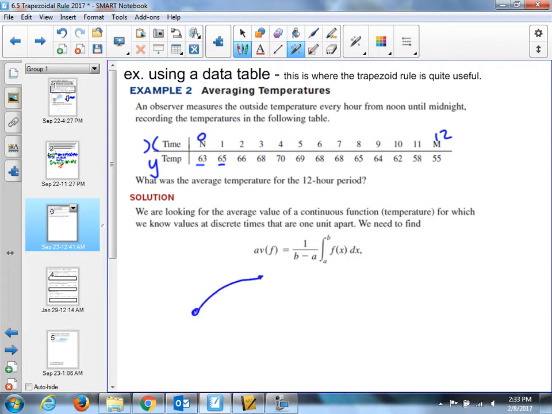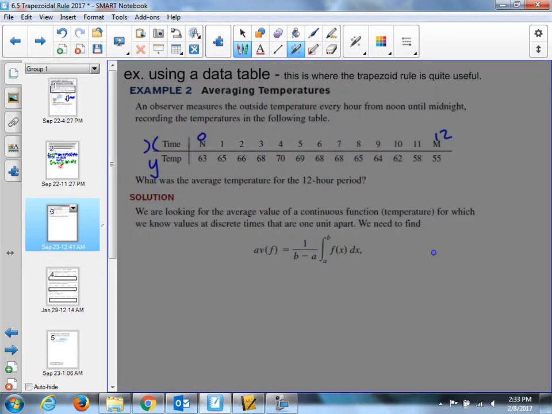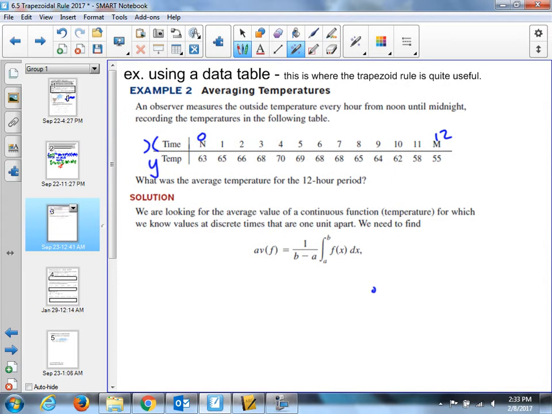It could have been like this. It could have been 63 to 65, a straight line. We're going to approximate it with a straight line. It could have been like this, but this is a continuous function.